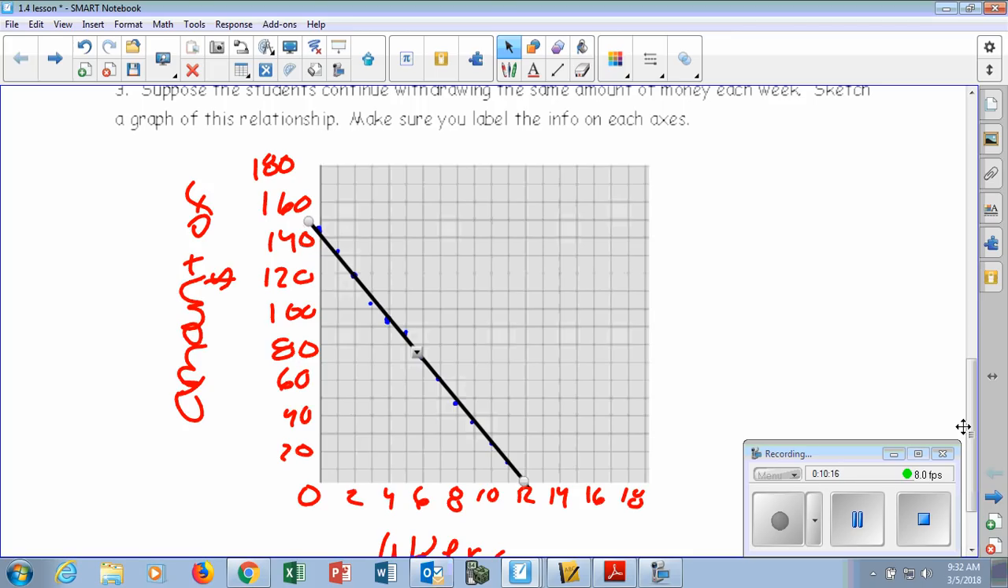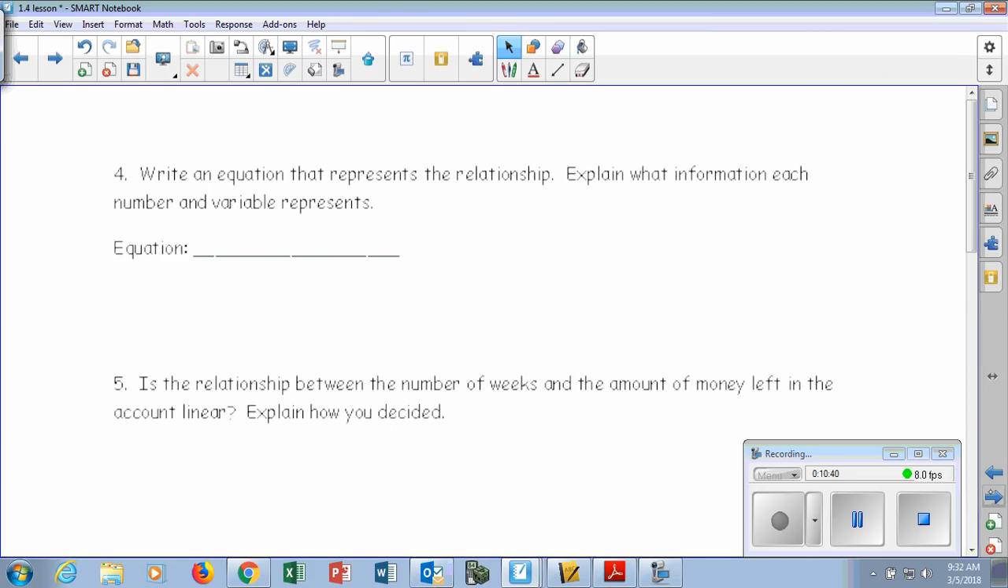So if we go on to question 4 on the second page, it says write an equation that represents the relationship. Explain what information each number and variable represents. Is anyone still creating their graph, or can I go on to the next page? Hand on your head if you're done creating your graph. Okay, perfect. Next page.